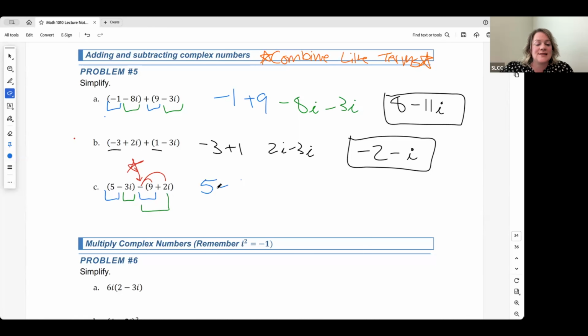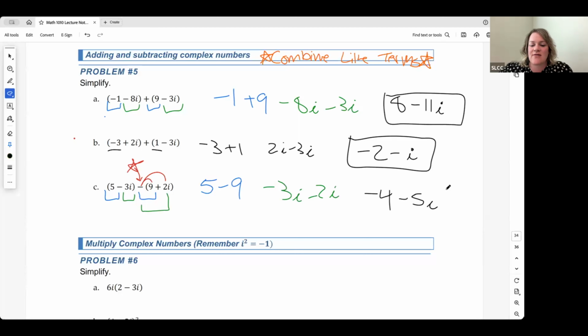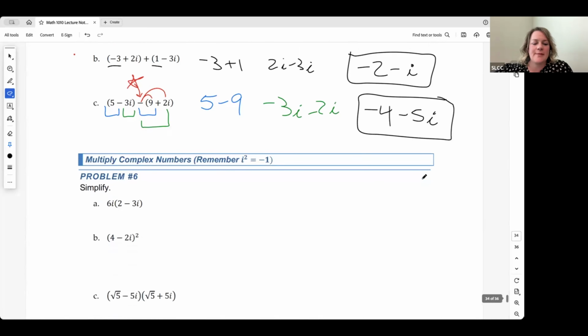So 5 minus 9, and then -3i minus 2i. Especially that 2 sometimes gets forgotten, so make sure to distribute the negative. All right, 5 minus 9 is -4, and then you're combining a whole pile of negatives here, so minus 5i. That's how you add and subtract complex numbers. Let's multiply.